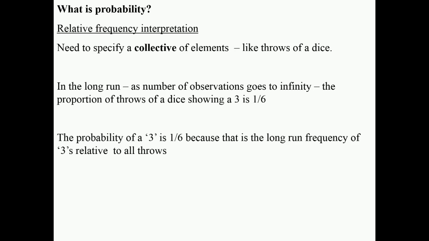Okay, so you can make lots of subdivisions, but there are roughly two divisions of the word probable. One we call subjective, one we call objective. One is a matter of how strongly you believe something. That's a subjective definition. And the other is a matter of the proportion of times something happens in the long run. Well, that's the objective definition.